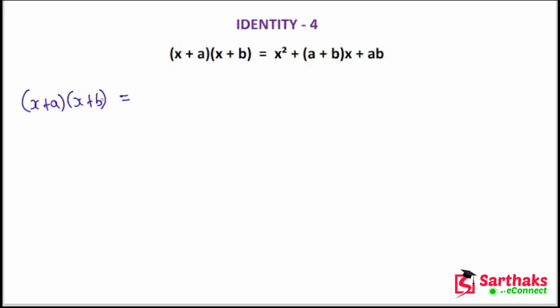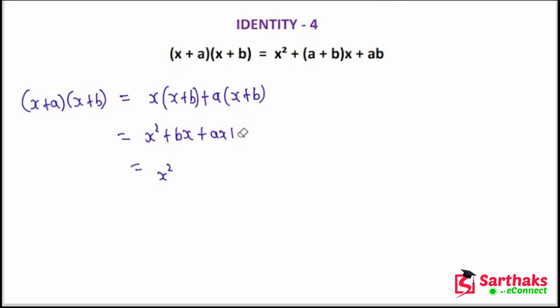If we have to prove it or verify it, then it will be x plus a into x plus b. Distributing this, it will be x plus b plus a into x plus b. Multiplying them, it would be x square plus bx plus ax plus ab. Now we have got the product, so we will just take x common from them, so it will be a plus b, and we have taken x common, and finally we will get a plus b.